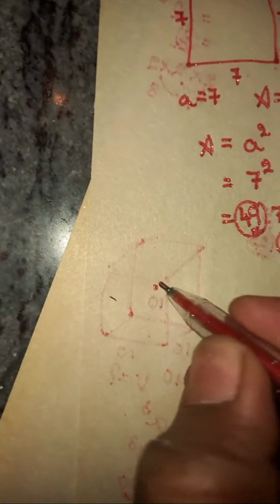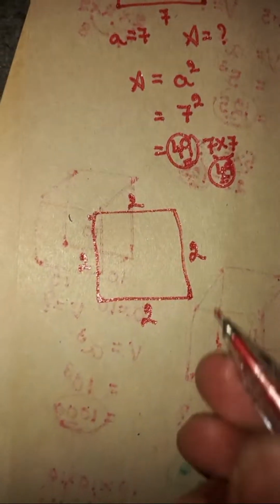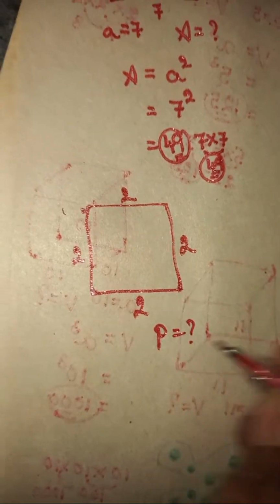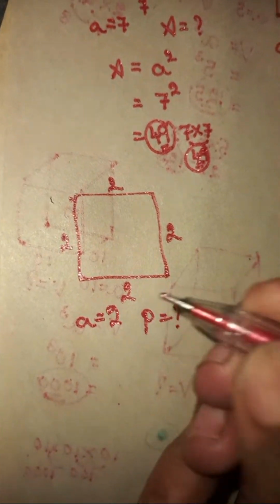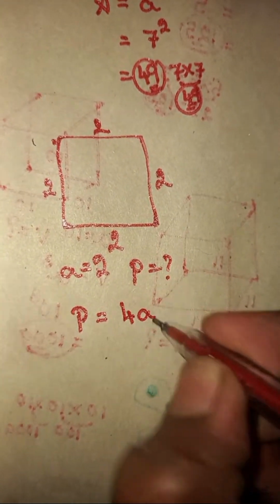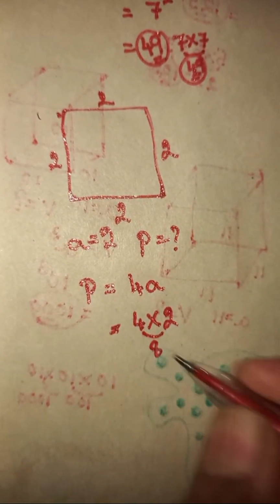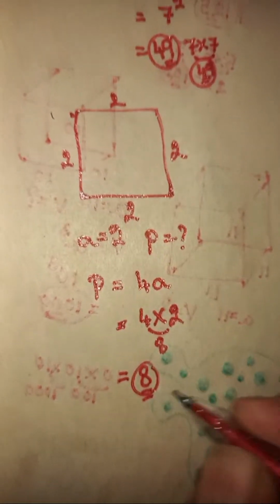Let's take one more square, and now you can find it out. In this square, they have given all sides as 2 units. When all sides are 2 units, what's the perimeter? When the side length is 2 units, the perimeter is 4 times the side length, that is 4 times 2, which is 8. So the perimeter is 8 units.